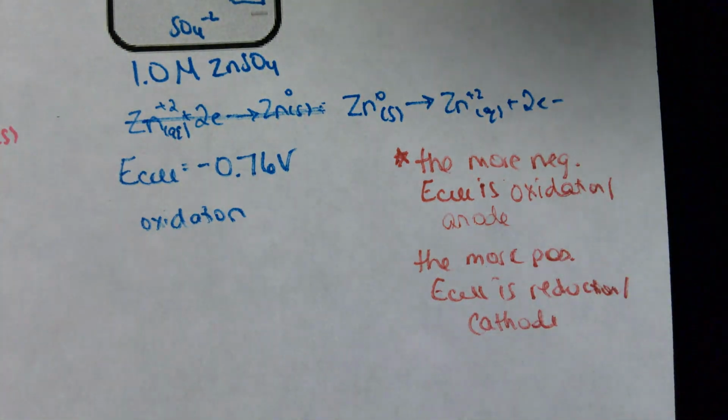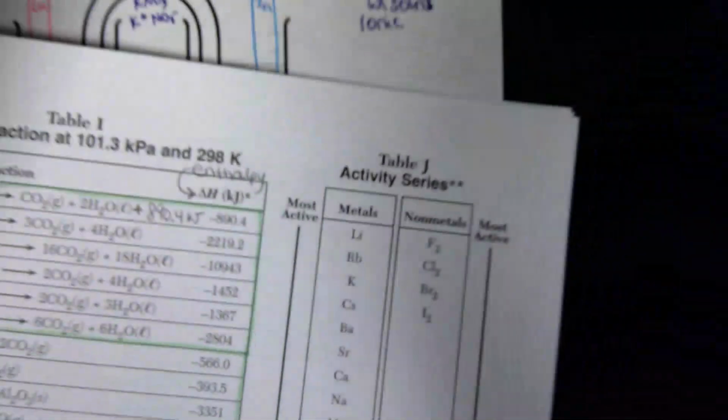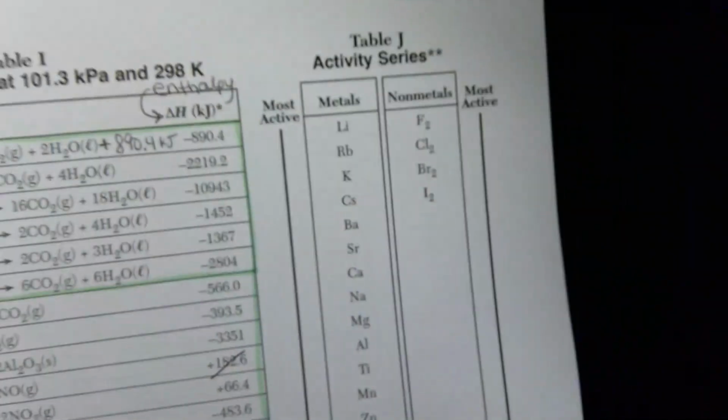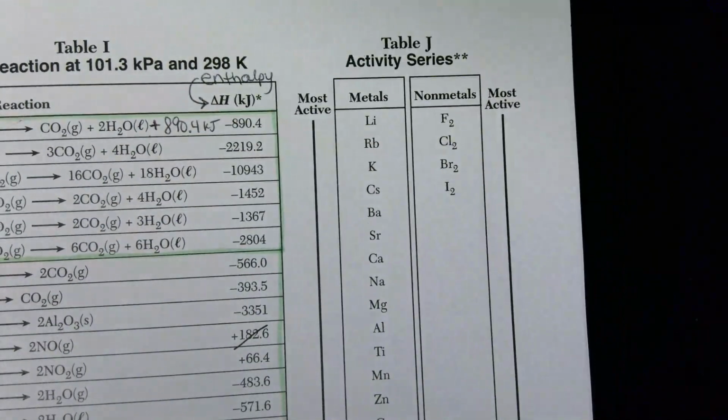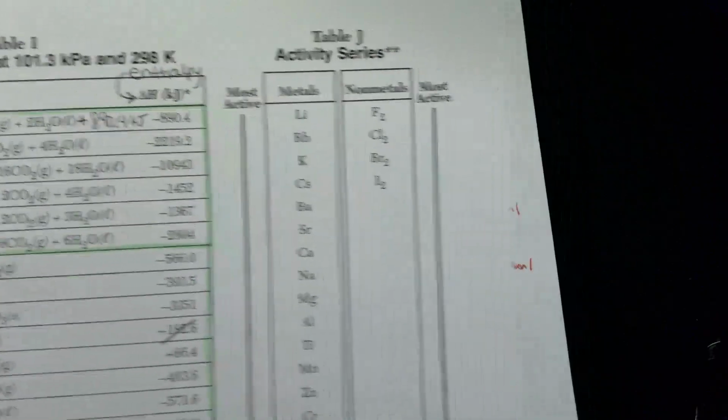On the Regents exam, you will not be given E cell values. Instead, you will be given your New York State reference table, Table J. I want you to dig this out right now because we're going to do both at this point. Obviously, you will not get this on the AP exam or the CAP exam, but it is nice to have it. All right, so Table J.